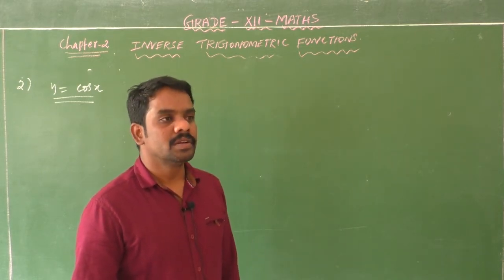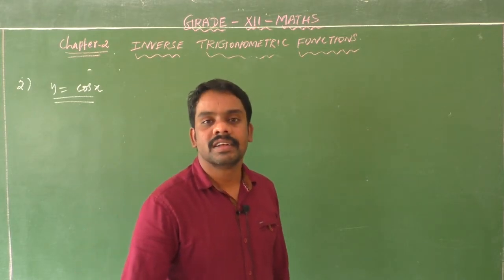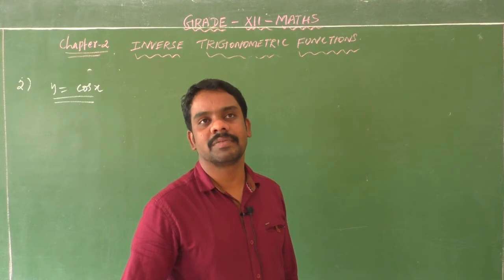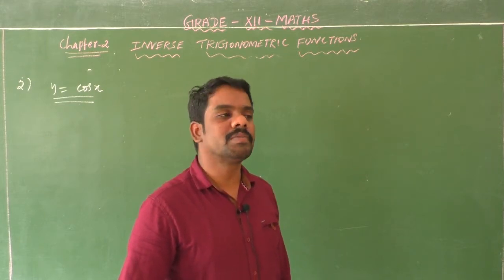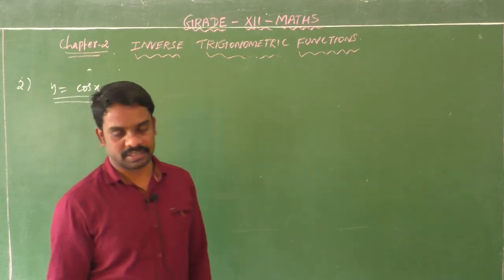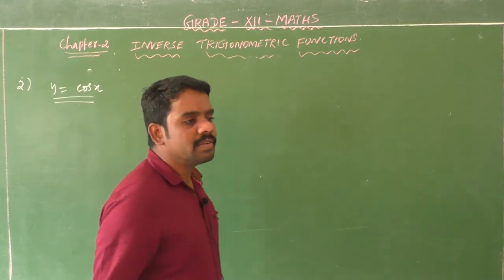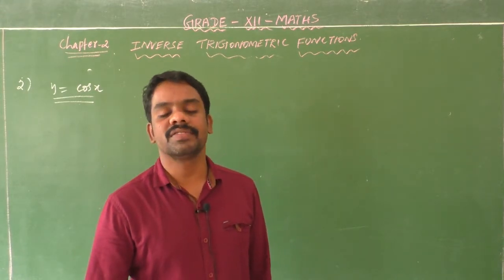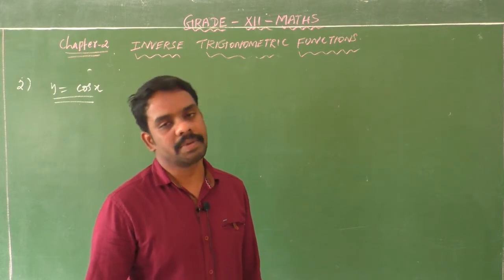So last class, for y equals sin inverse x, I took the principal domain of the sin x function, that is, the principal value of sin inverse x, the closed interval minus pi by 2 comma plus pi by 2. This is the range of the sin inverse function. The domain of the sin inverse function is the closed interval minus 1 comma plus 1, and the range of sin inverse x is the closed interval minus pi by 2 comma plus pi by 2.